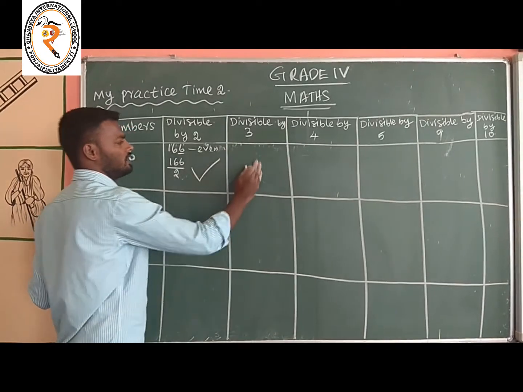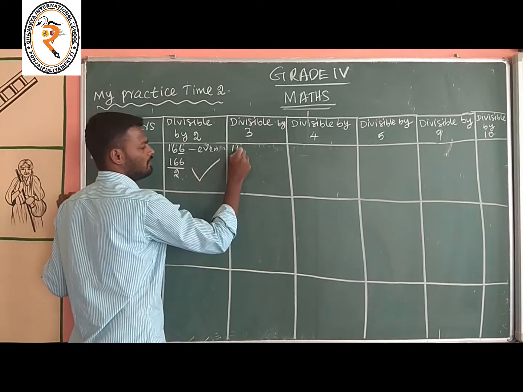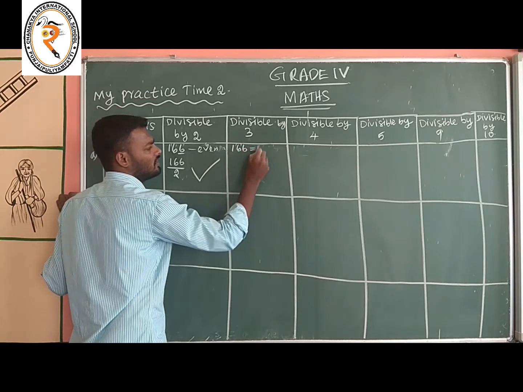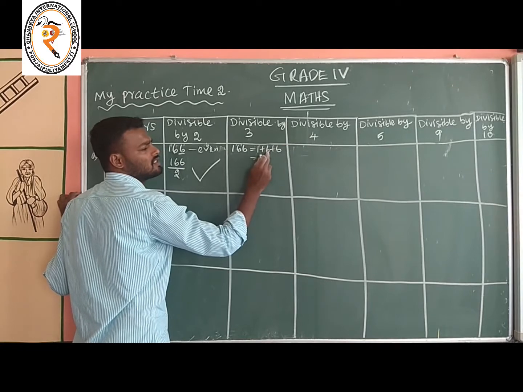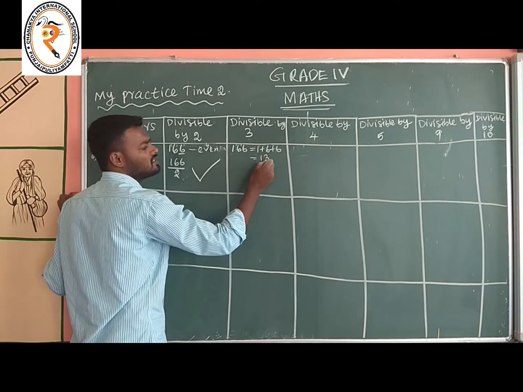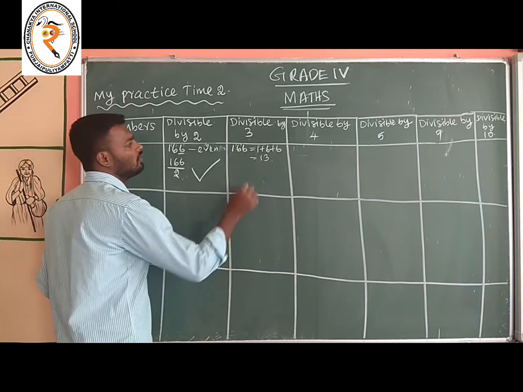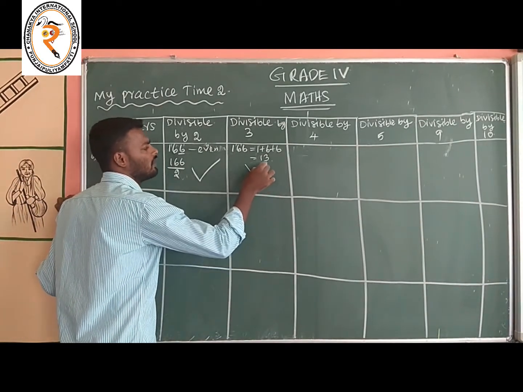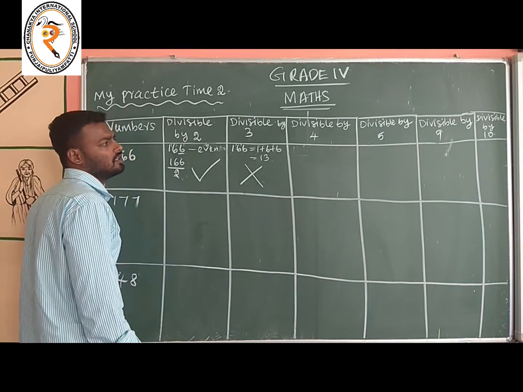Divisible by 3: find the sum of all the digits of 166. 1 plus 6 plus 6: 1 plus 6 is 7, 7 plus 6 is 13. 13 is not divisible by 3. So 166 is not divisible by 3.